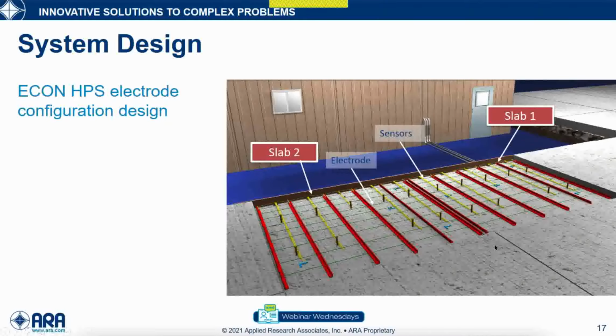And since this was the first implementation, we heavily instrumented these 2 slabs with different sensors. So I tried to visualize them with a 3D image. These include strain gauges, temperature sensors, and moisture sensors. We extract all the data in order to understand the performance of the system and calculate the operation cost.